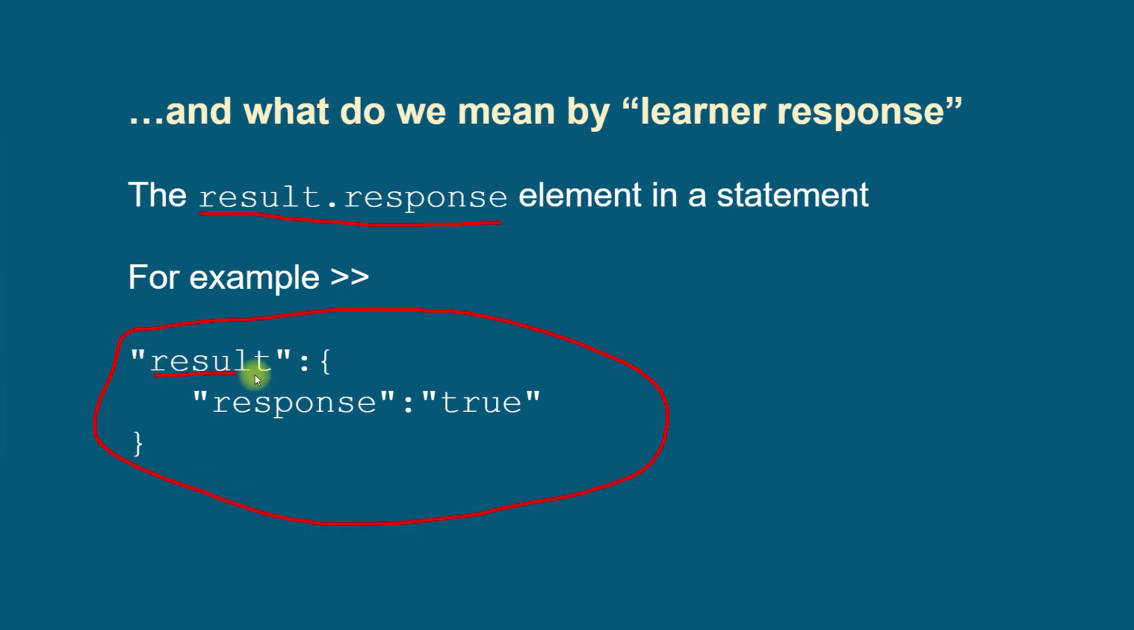There's a result top level item. It has a sub-object. There's more than just response in it, but for now we're just going to cover response. And in this case, just continuing the example from the last slide, the student answered true, is essentially what we're saying here. So you can pretty much figure out that this was very likely a true-false question, even though we don't have those details in here. So when we say learner response, we're actually referring to result.response in the xAPI statement.